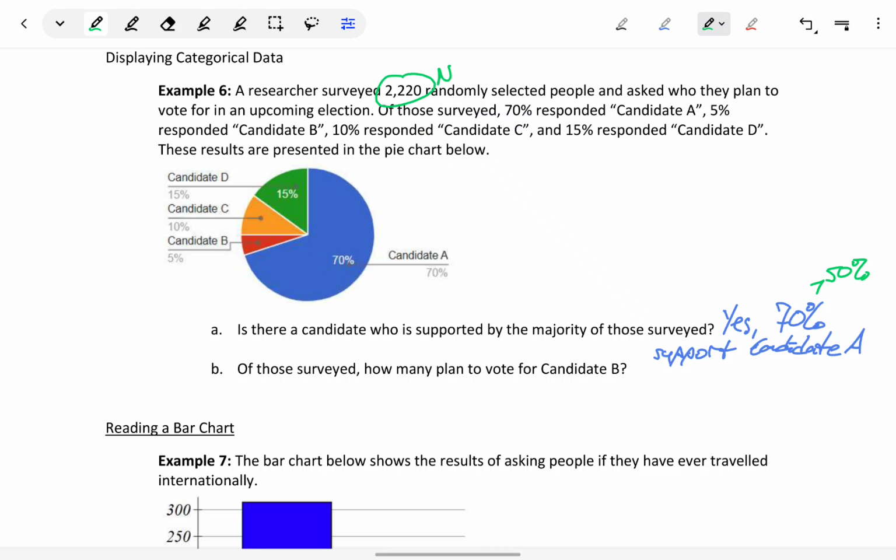Then in part B, we're asked of those surveyed, how many plan to vote for candidate B? So again, we would take the sample size of 2,220, that number of people surveyed, times the percentage of people who plan to vote for candidate B. So that's 5% or 0.05. And so we get 111 people.